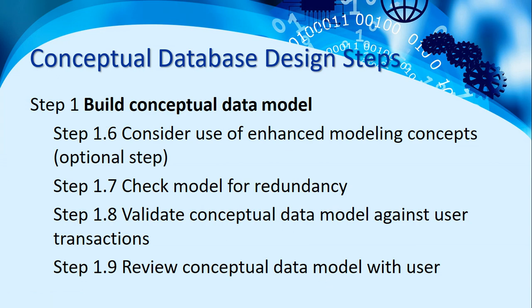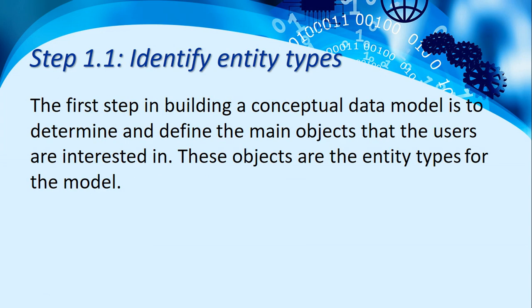Okay, so let us begin with the first step. The first step in building a conceptual data model is to determine and define the main objects. These objects are what we call the entity types, as you already discussed in the first lesson. There are two different types of entities: the physical and the conceptual type. I won't be discussing this in detail; I'm only going to explain the additional points mentioned here.